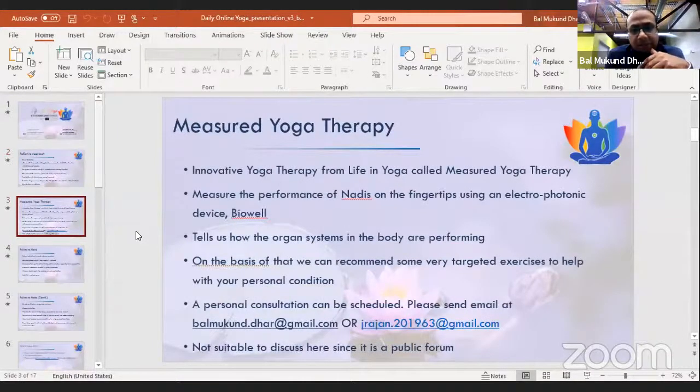In fact, Dr. Rajan has innovated a very unique yoga therapy method called measured yoga therapy, where we measure how the nadis on our fingertips are performing. That gives us a window into how different organs or organ systems in the body are performing, where the root cause of illness lies, and on the basis of that, we can recommend some very targeted exercises that will benefit your particular condition.